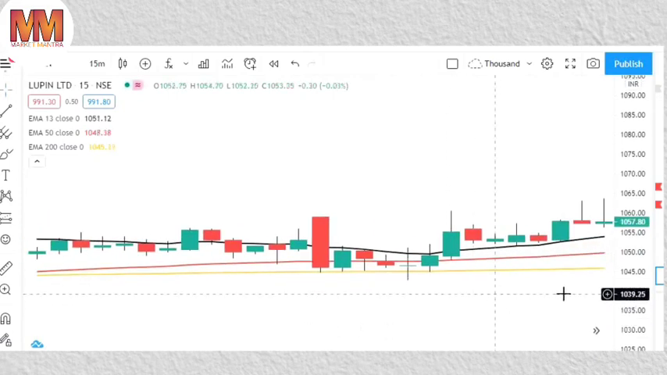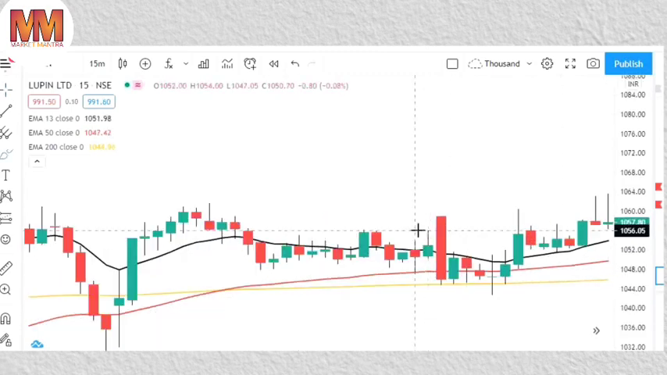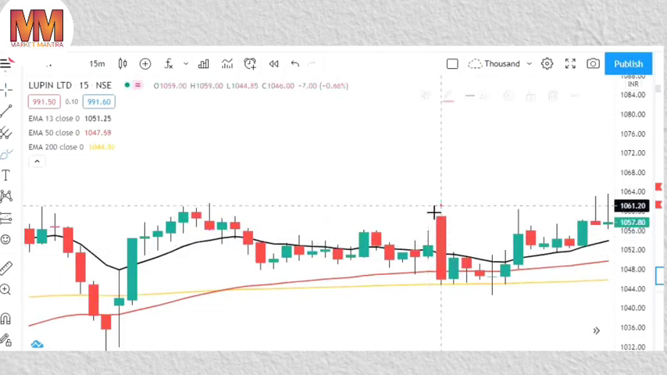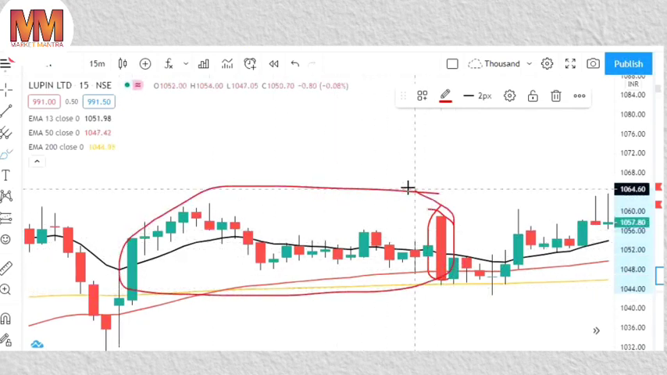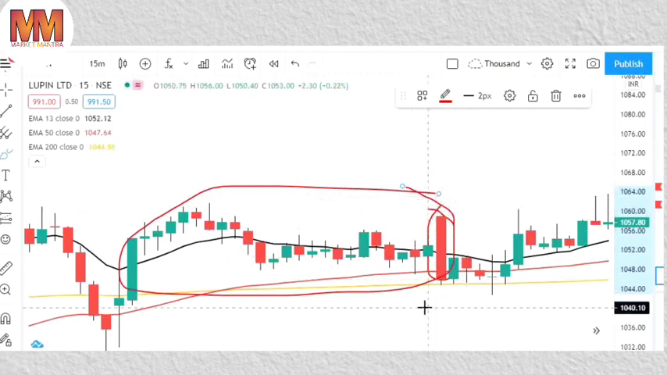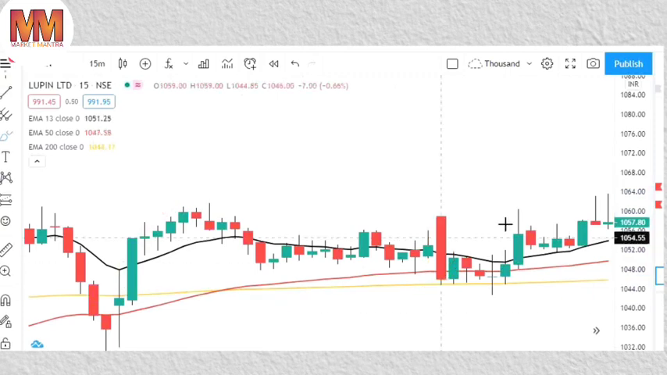After that, we didn't get any proper entry, so you have to be very careful. See, in this case, even though the wick crossed both the lines, the body of the candle didn't break, so you're not going to take this trade. You can see this candle broke both of these lines, but the stock has been in the range bound zone for a long time, and this candle is too big to trust, so we are not going to consider this candle. We are just ignoring it.